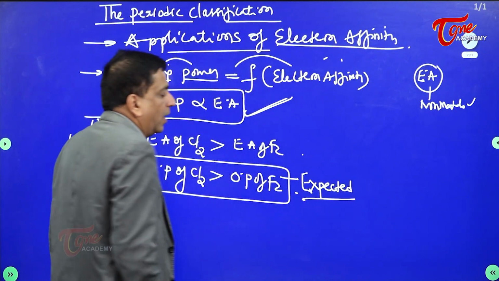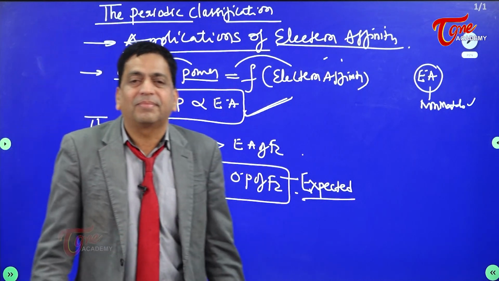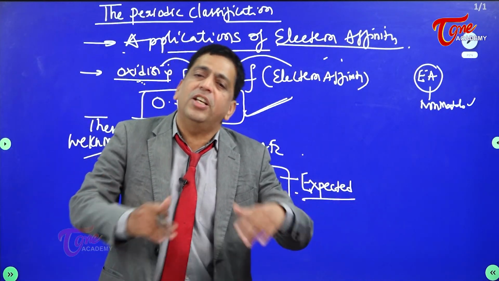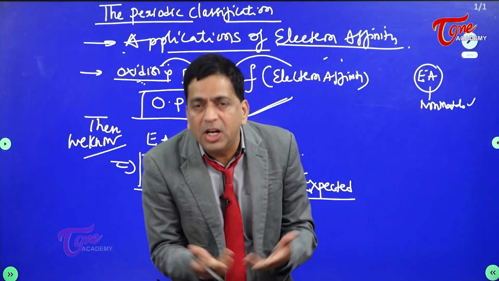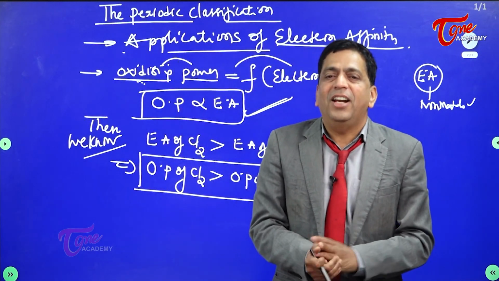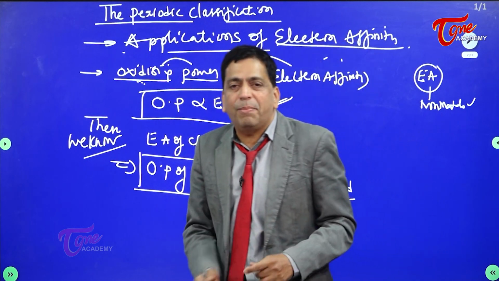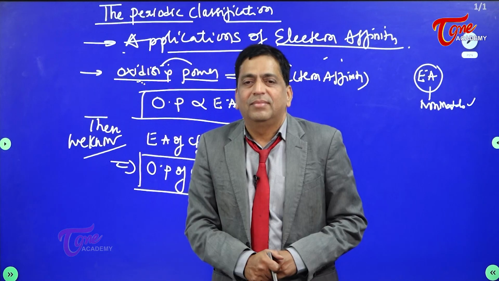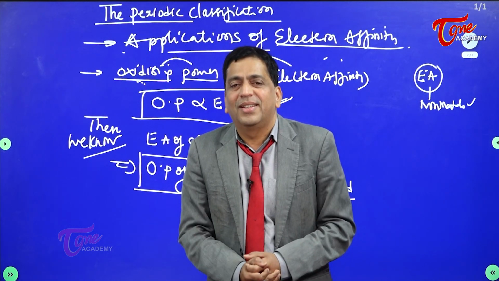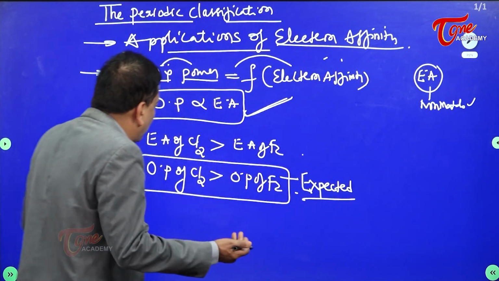This is the expected thing, obviously. But the real trend is a discrepancy again. The real trend is something else. It's reversed, and it's a discrepancy. And discrepancies are questions in the exam. So what is a discrepancy?